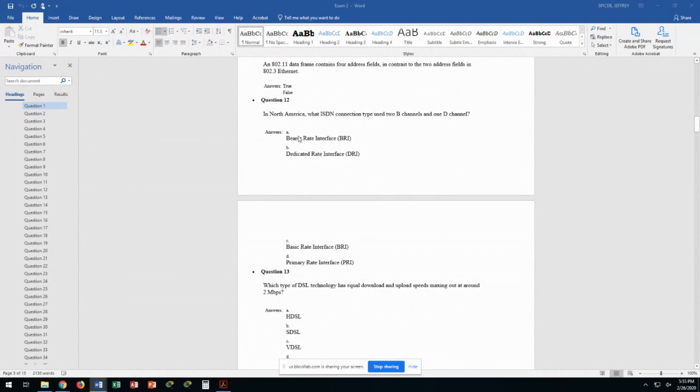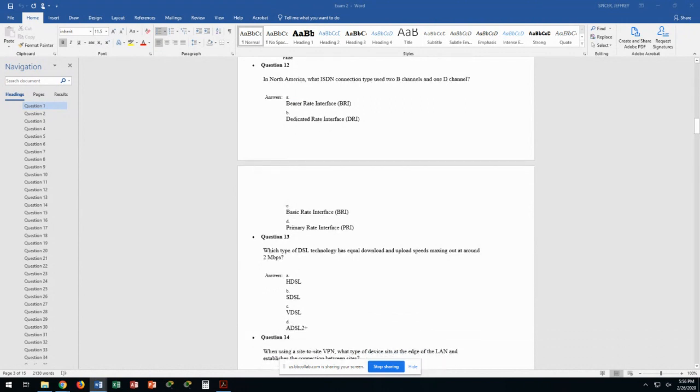An 802.11 data frame contains 4 address fields in contrast to the 2 address fields in 802.3. True, right? It has the 4 address fields. Anybody know what they are? What do we have for regular Ethernet? Destination, source, right? So then wireless, what do we add? Right, it's the transmitter and receiver, I believe, or the next hop. I can't even remember the name for that either, but it's basically who's handling it on the wireless side.